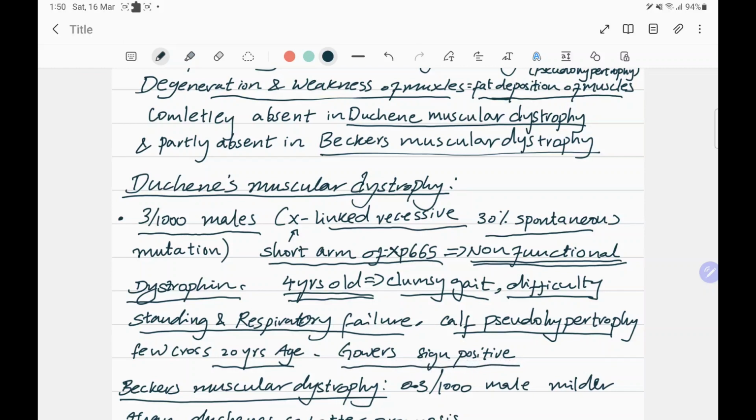So what is Gower's sign? You look at a kid, how is he supposed to get up? He's supposed to get up from the ground and just stand up straight like this, and this is a stick figure of how he's supposed to stand up. Well, in this kid who's got Duchenne's muscular dystrophy, who's around 4 or 5 years old, he can't get upright. He can't straighten his back up when he's getting up. He's going to climb on himself.